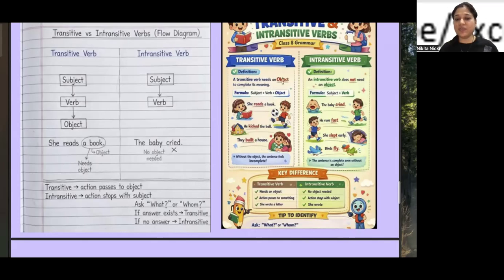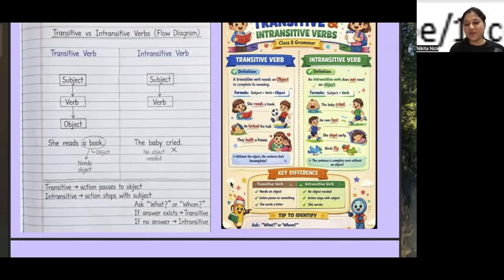This is a transitive verb. It needs an object to complement its meaning. An intransitive verb does not need an object. Subject plus verb. That's it. The baby cried. He runs fast. She slept early. Birds fly. The sentence is complete even without an object.